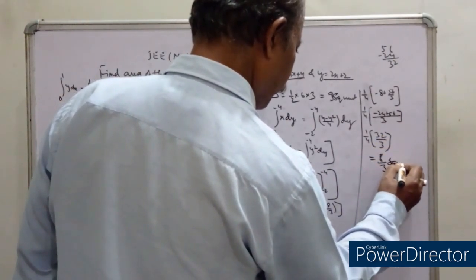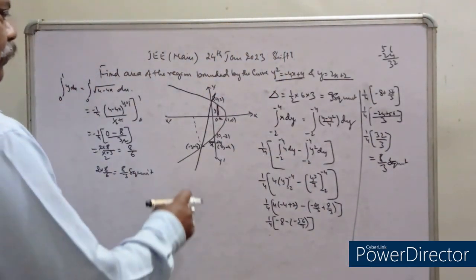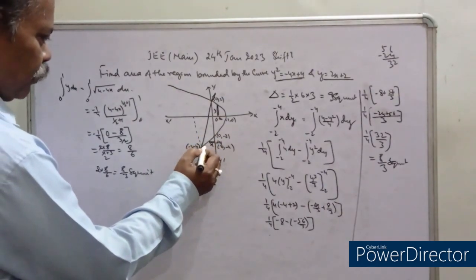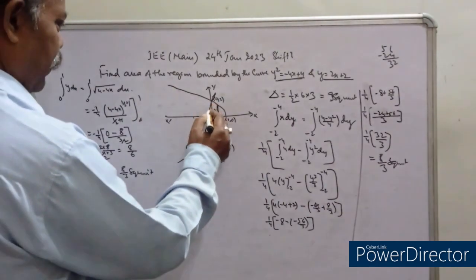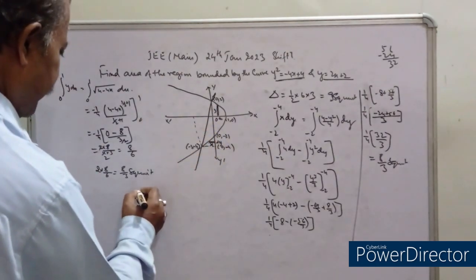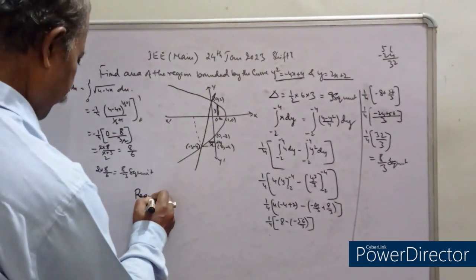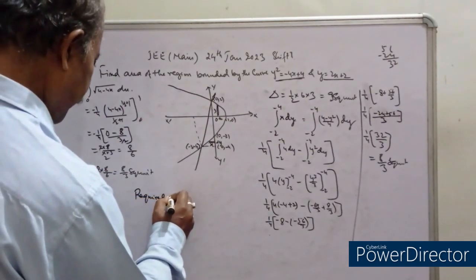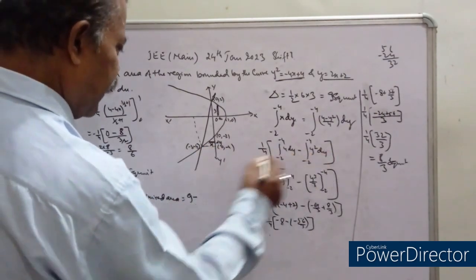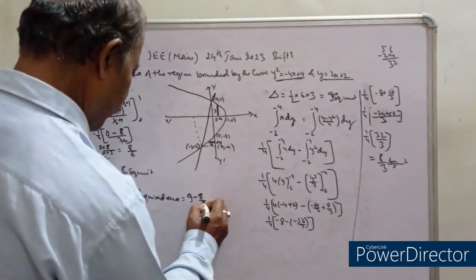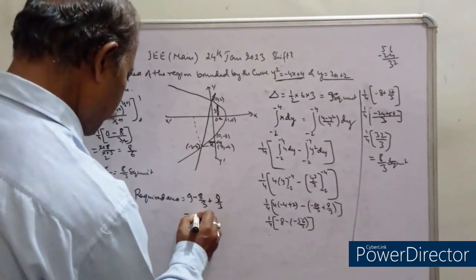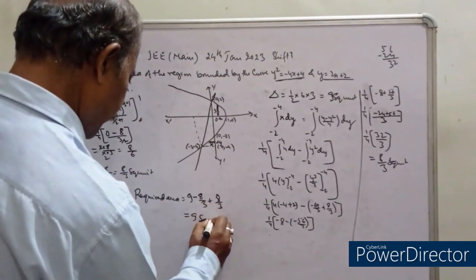square unit. So now when I subtract this area from the area of this triangle, I get this portion. So the required area will be 9 minus this portion, that is 8 by 3, and plus this portion, that is 8 by 3, and this comes to be 9 square unit.